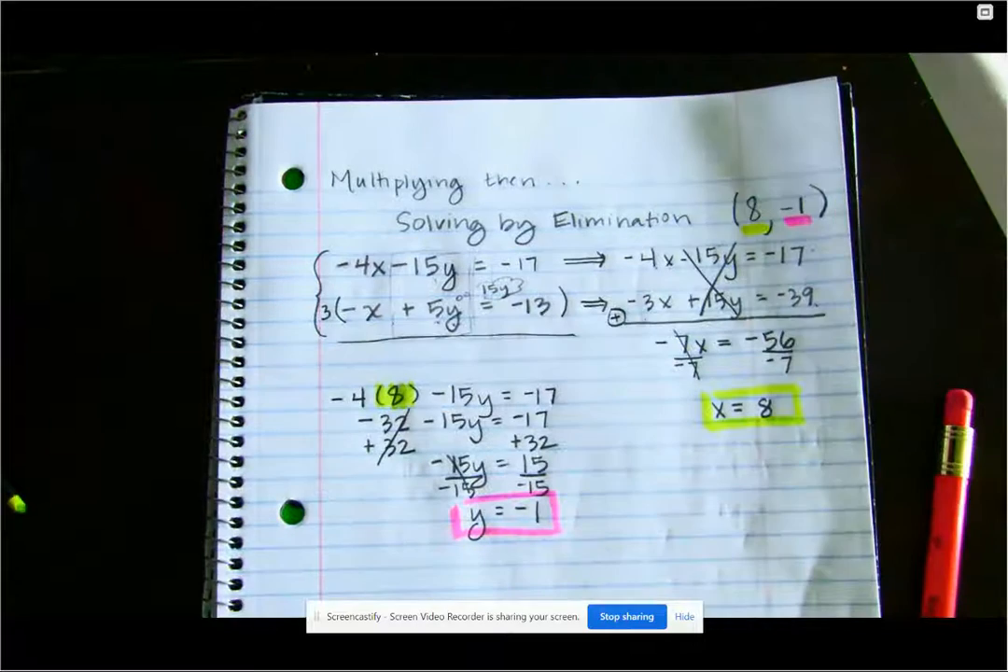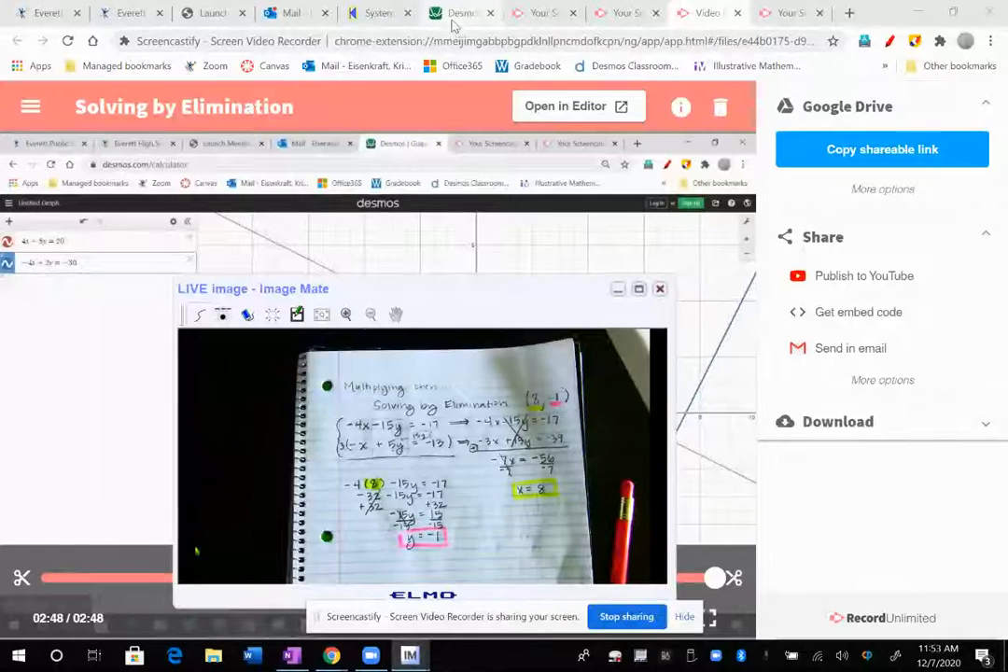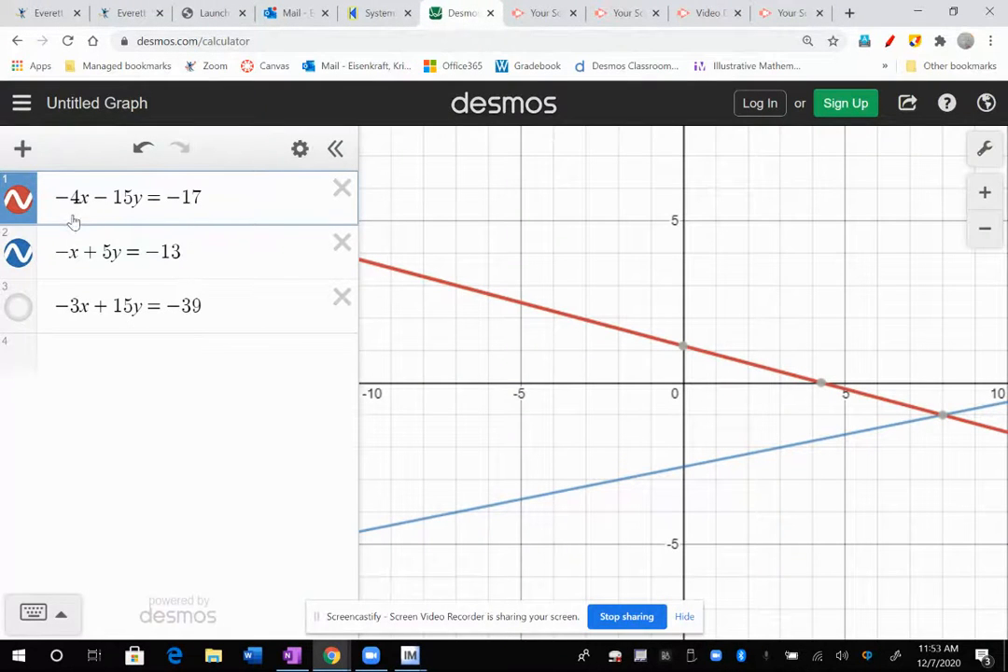Now to verify, I could plug those both into the equations, but I'm going to verify by graphing, my favorite method. Okay, I've already typed them in. I have negative 4x minus 15y equals negative 17, and the original equation, negative x plus 5y equals 13. And I notice the solution is 8, negative 1.